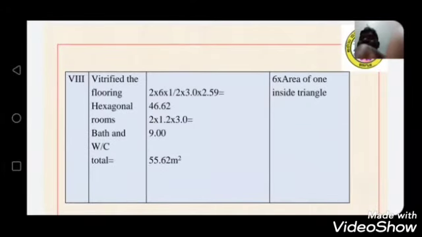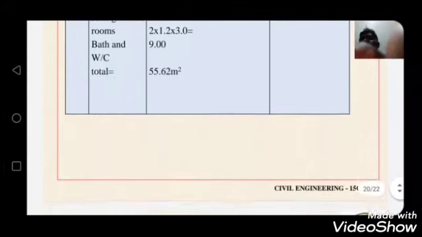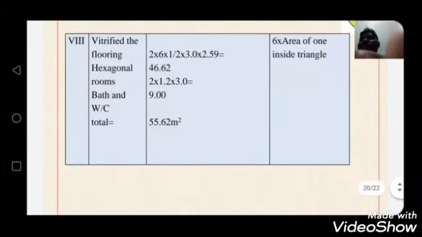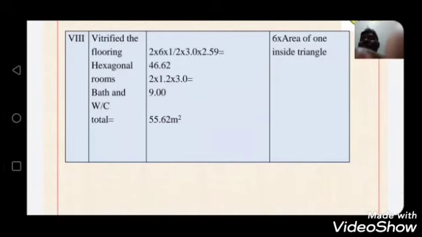Vitrified tiles flooring, external room: 2 into 6 into half into base into height, 2 into 6 into half into 3 into 2.59, area of one inside triangle. Quantity is 46.62. Room, bath and WC: 2 into half into 1.2 into 3 is equal to 9 square meter. Total 52.62 meter square.